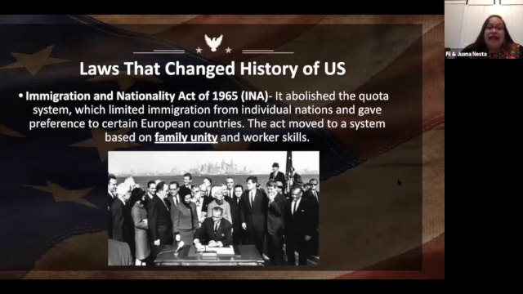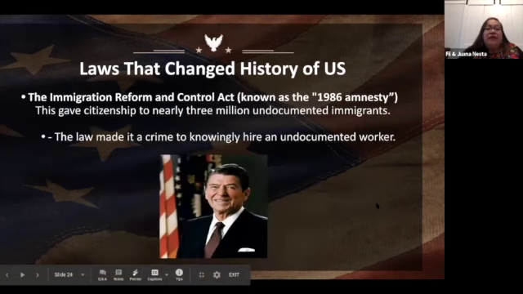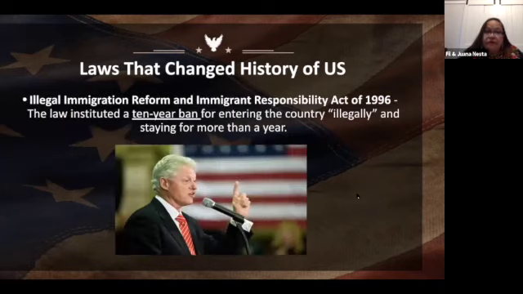The Immigration and Nationality Act of 1965 abolished the quota system, which limited immigration from individual nations and gave preference to certain European countries. The act moved to a system based on family unity and worker skills. So you can begin to see that there is a lot of legislation now. The Immigration Reform and Control Act, known as the 1986 Amnesty, gave citizenship to nearly 3 million undocumented immigrants. And this is when we now have the law that made it a crime to knowingly hire an undocumented worker.